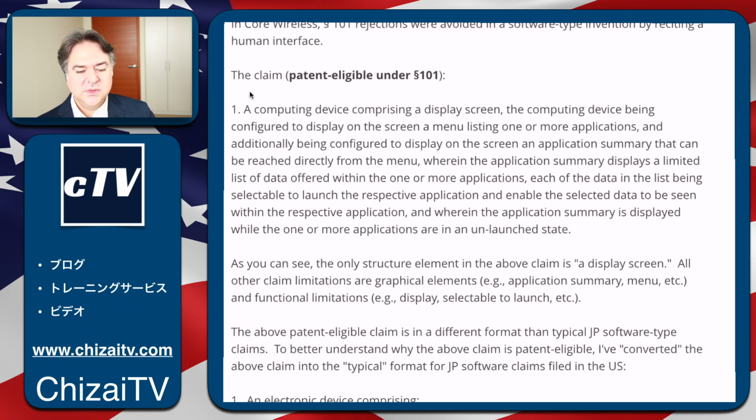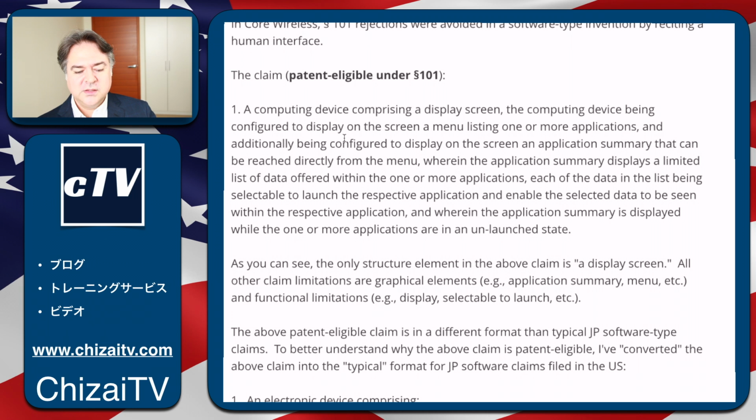And here's the claim from the case, and it was patent eligible under 101. The format of the claim is not that great, but that's not really the point here. The point I want you to see is that we have data being transformed from an application summary menu to this application display state. So I'm going to read the claim. The claim is to a computing device comprising a display screen. As you can see, that's the only structure. The positively recited structure is just a display screen.